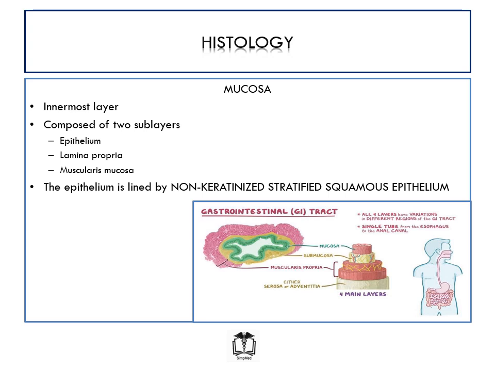The mucosa is the innermost layer of the esophagus. It's composed of three major layers. From inside to outside, they include the epithelium, which faces the lumen of the esophagus, then the lamina propria, which is made up of connective tissue, then the muscularis mucosa.